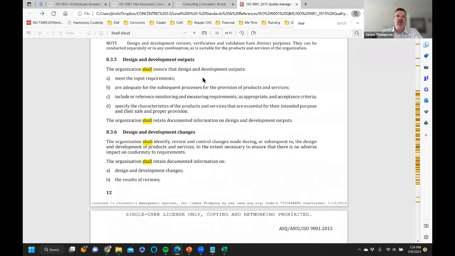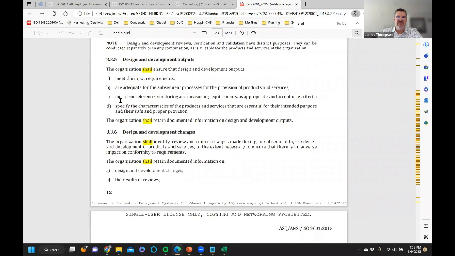So design development output. The organization shall ensure that these outputs meet the input requirements, are adequate for subsequent processes, like for manufacturability or other operational processes, include or reference monitoring and measurement requirements as appropriate, and acceptance criteria, and specify characteristics of the products and services that are essential for their intended purpose. So used the way they're intended, and are safe and proper in their provision.